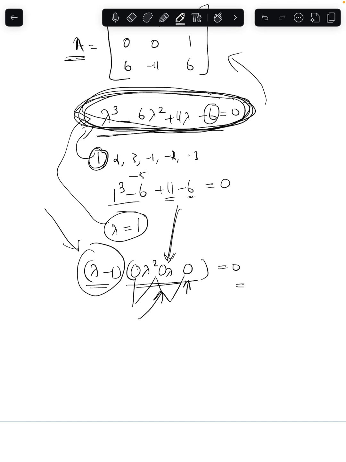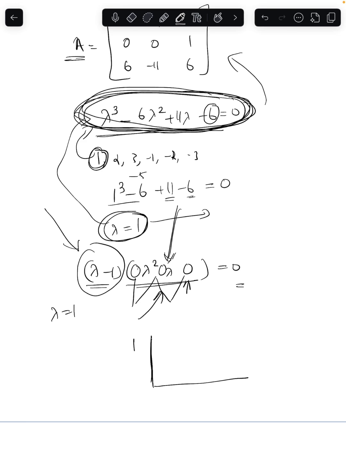Note that lambda equal to 1 is one of its roots. So I am going to draw something like this above, and we know that lambda equal to 1 is an eigenvalue. So I put 1 here.